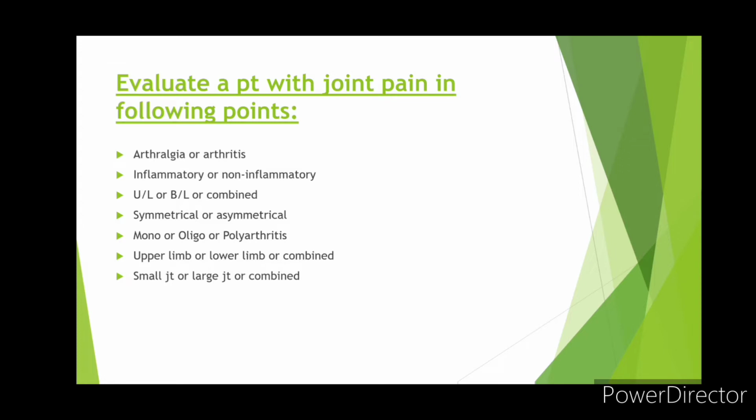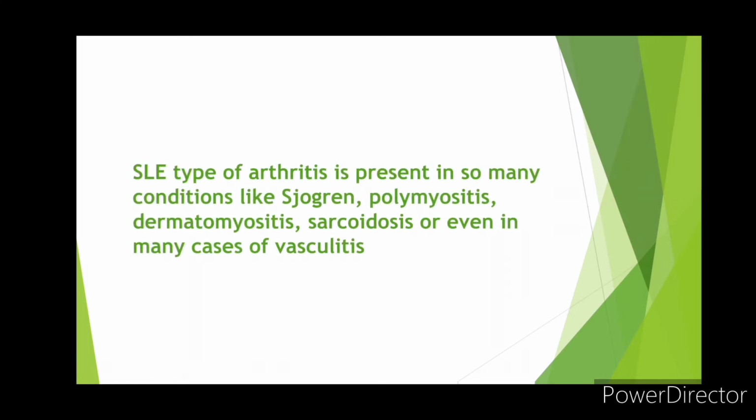Number 8. Is it erosive or non-erosive in character? And lastly, number 9. Is it deforming or non-deforming? You can get SLE type of arthritis in so many conditions like in Sjogren's, polymyositis, dermatomyositis, sarcoidosis, even in many cases of vasculitis. But always try to evaluate the joint pain in those following 9 points I have already told you. Okay, so now coming to the SLE type of arthritis, we have arthralgia.